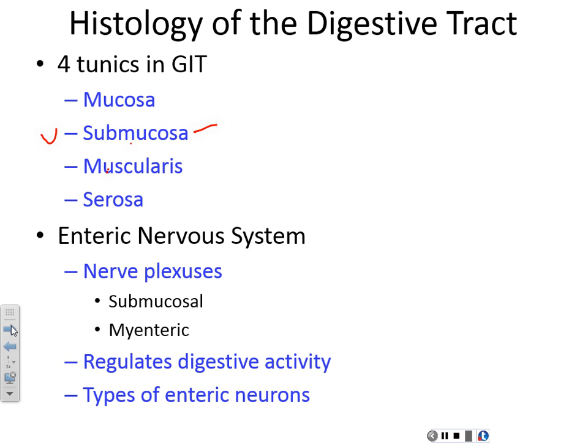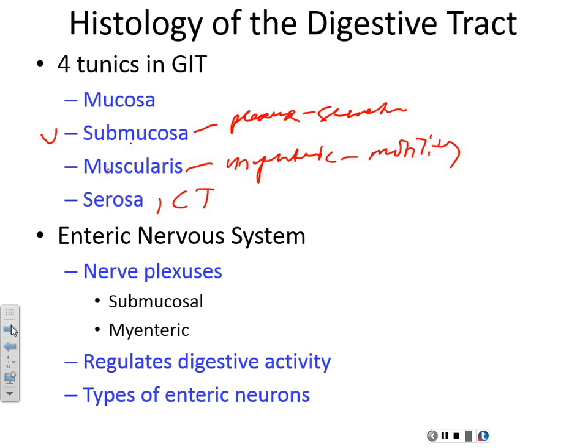So this is the submucosal plexus, secretions. Okay, gotta know that. And then the myenteric plexus, motility. Okay, that's the ENS, and then the serosa is adventitia, also connective tissue. All right, so that's the enteric nervous system there. We've got the submucosal and then the myenteric. So we know what these do, and they regulate digestive activity in terms of motility and secretion.